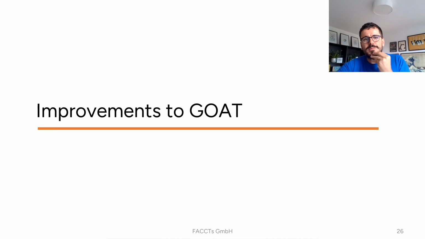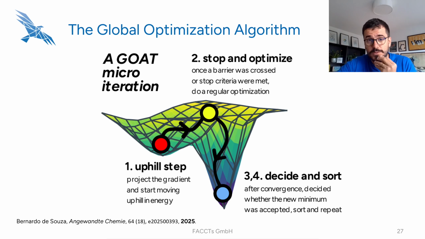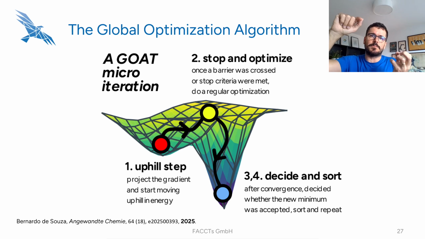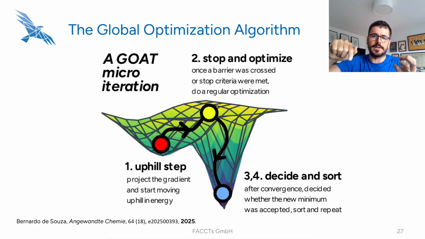And that leads us to some improvements to GOAT, which are related to that. In case you don't know, it's a global optimization algorithm we devised, which is now in ORCA. It's published now in Angewandte this year. The idea is that you start from some minimum, like the red ball there, and GOAT will try to push that molecule uphill, try to cross some barrier, and once it detects that the barrier is crossed, it will optimize again, to the blue ball, which might be a new deeper minimum. And it keeps doing that.